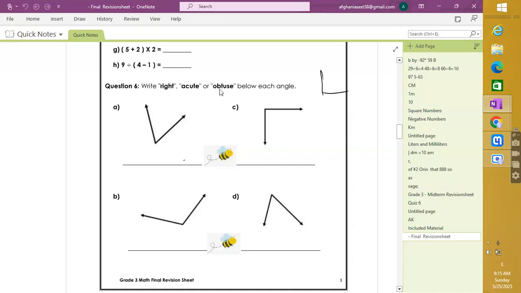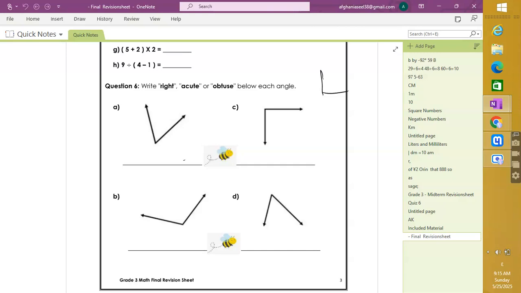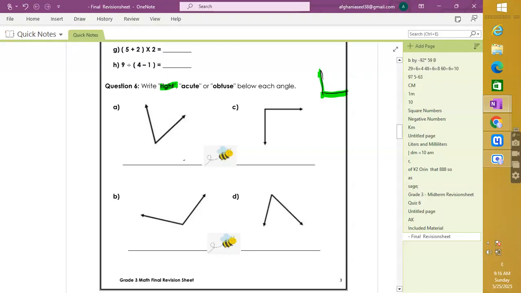Write acute or obtuse below each angle. So we want to determine the angle types, okay? The first thing we want to remember, Talal, is that if you see an angle that forms a letter L in English, like this, that means we have a right angle, okay? It looks like a square corner, right, Talal? So yes, it is called the right angle.